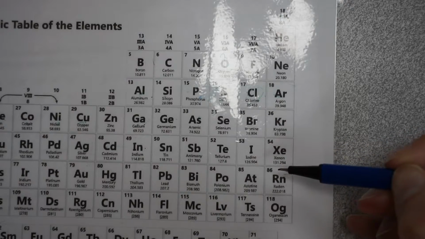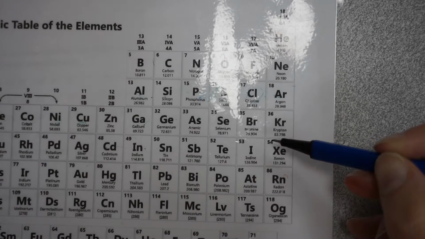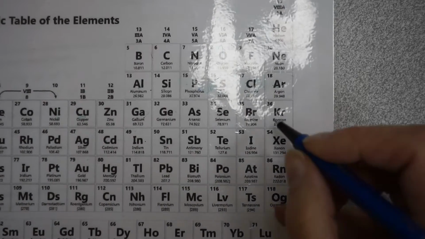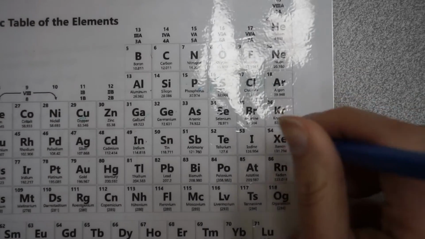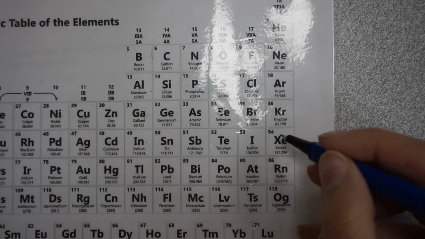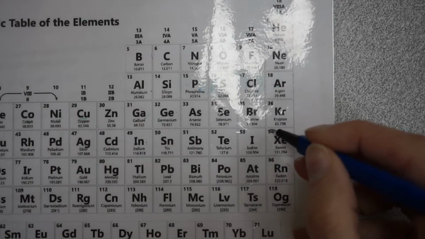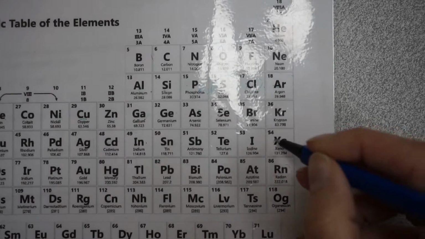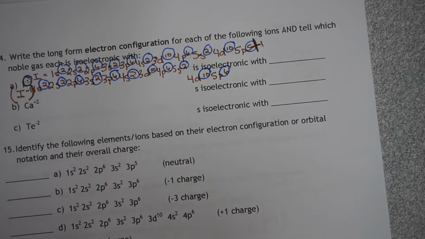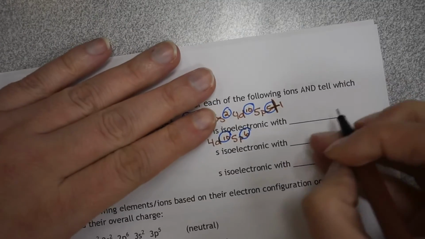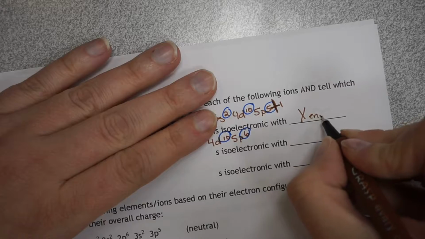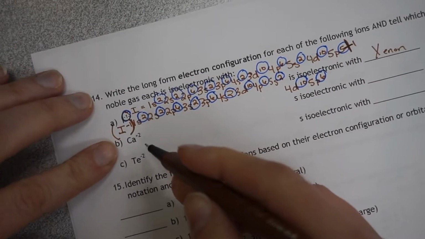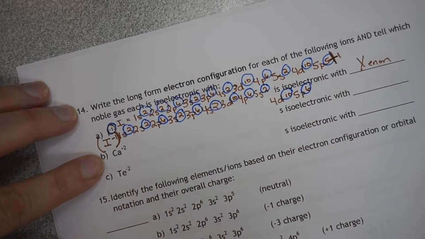My camera did something weird. Okay, so you look on the periodic table, and whoever has the same number of electrons, that's who you're isoelectronic with. So that's 54, that's xenon, and that's what you're going to write for your answer. So here is xenon. Okay, calcium plus 2.